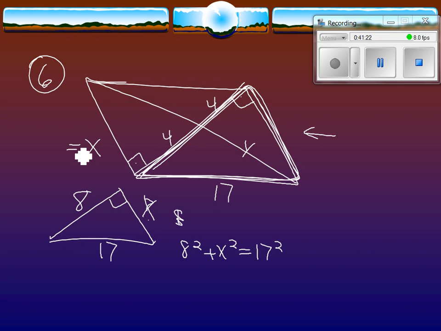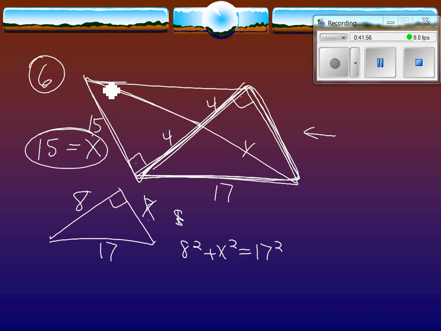Can you read your writing? What's that number? 15. Okay, so we know x is 15. Now we want to come over here and find y. That means this side right here is 15.